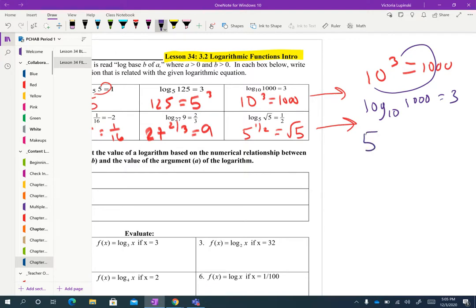For the one here, 5 to the 1/2 equals the square root of 5. Again, start at the 5, loop to the other side, write it as a log with the same base: log base 5 of the square root of 5 is equal to 1/2. So you do have to be able to go back and forth from log to exponential and exponential to log with ease.